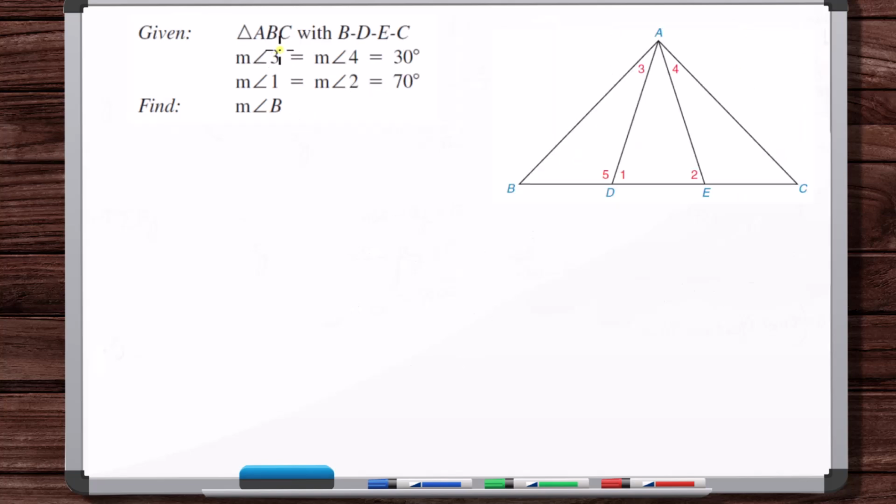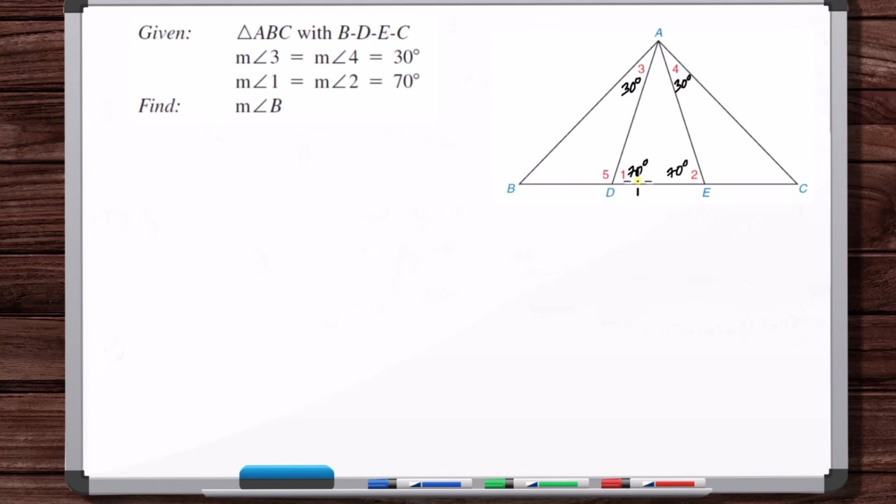Okay, given triangle ABC with B, D, E, and C all being collinear in this order, and given that the measure of angle 3 is equal to the measure of angle 4 is equal to 30 degrees, and the measure of angle 1 is equal to the measure of angle 2 is equal to 70 degrees, find the measure of angle B. Okay, so this is 30 degrees. This is 30 degrees. This is 70 degrees. And this is 70 degrees. Now find the measure of angle B.